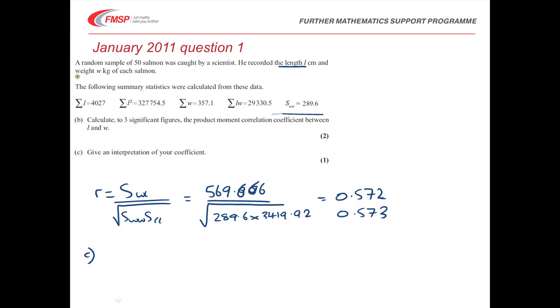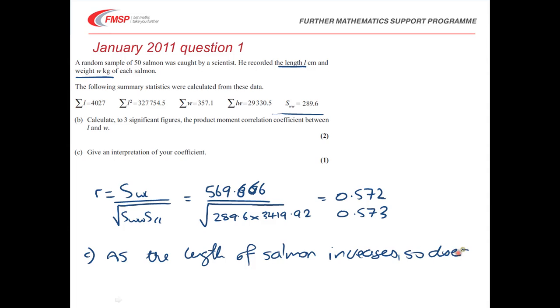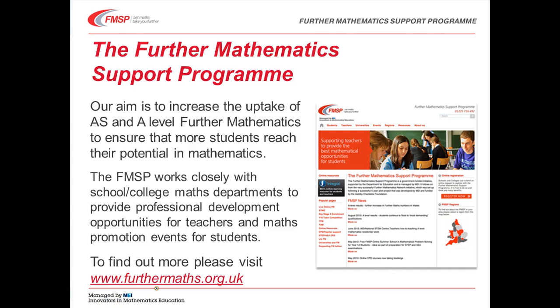So we're looking at the length and the weight of salmon. So you can say as the length of salmon increases, so does its weight, or words to that effect. Okay, so the other things you need to be aware of is you need to remember how to interpret the gradient of a line of best fit and also the y-intercept. So the gradient is per unit in the x direction, how is your y variable changing?